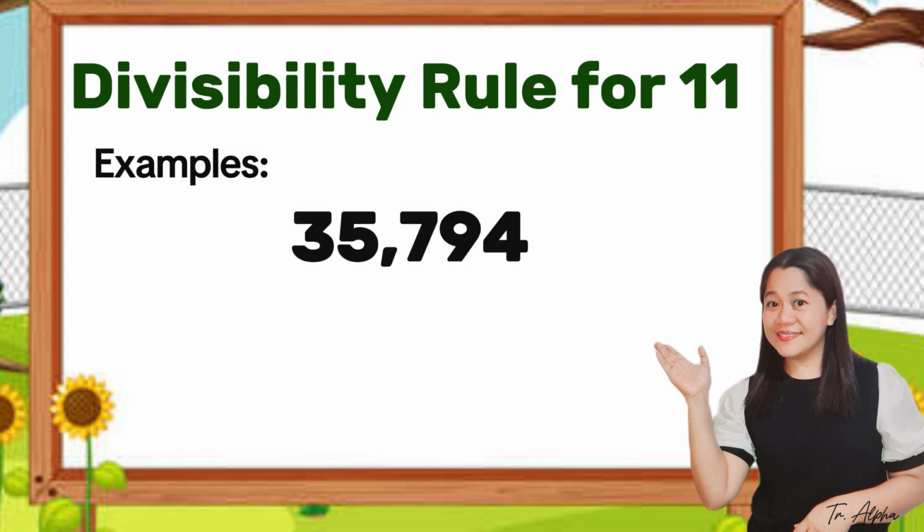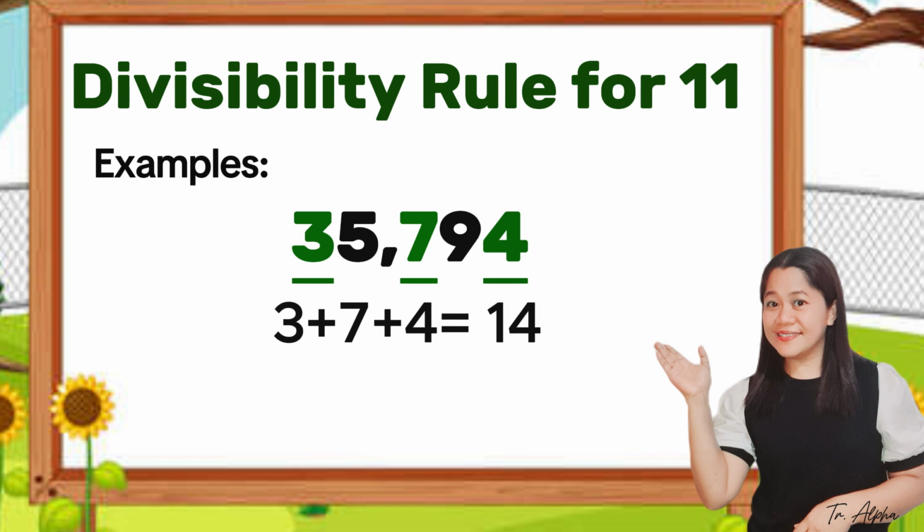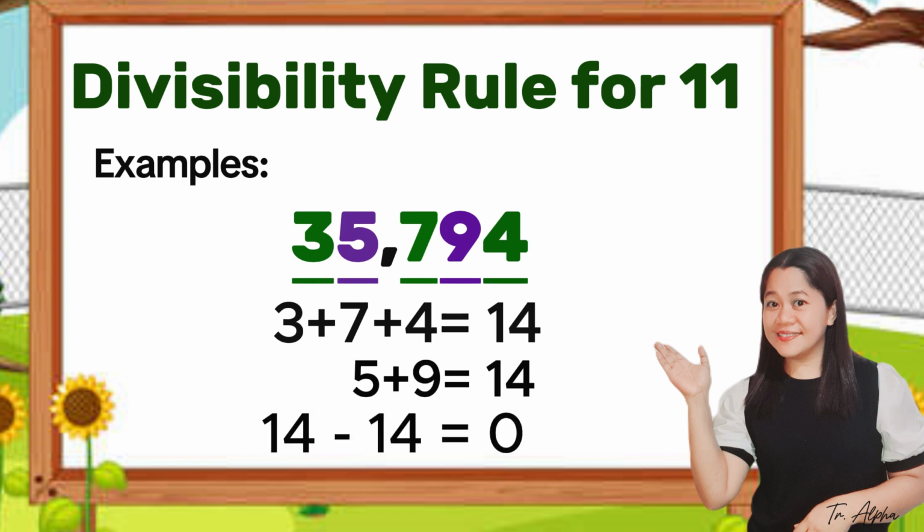Example, 35,794. Digits in the odd places are 4, 7, 3, whose sum is 14. And digits in the even places are 5 and 9, whose sum is 14. The sum of digits in the odd and even places is both 14. So, 14 minus 14 is 0. Therefore, 35,794 is divisible by 11.